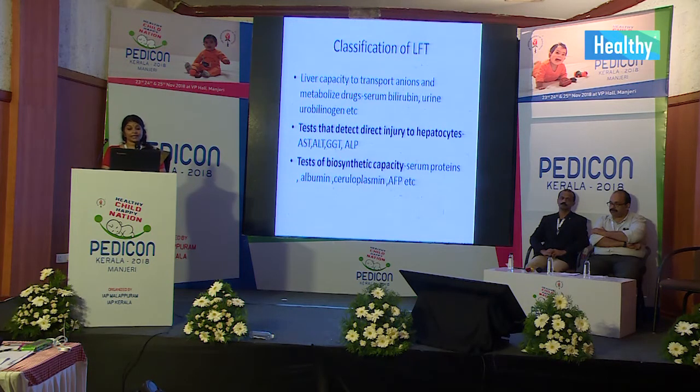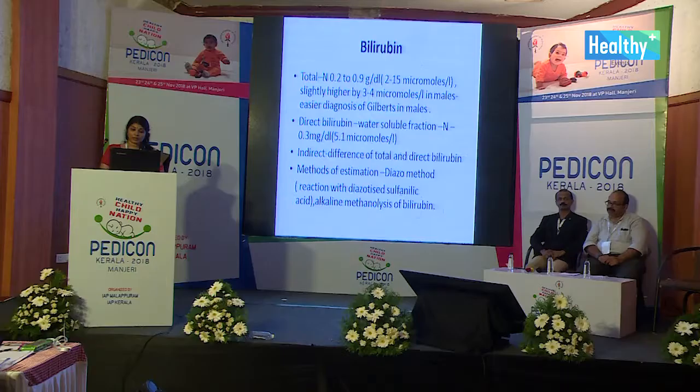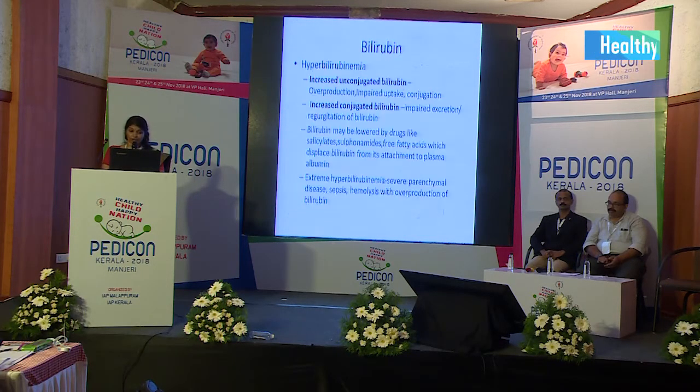So the tests, the liver capacity to transport anions and metabolize drugs, that is indicated by serum bilirubin. Tests that detect the direct injury to hepatocytes include the liver enzymes, SGPT, SGOT, GGT, and alkaline phosphatase. The test of biosynthetic capacity, as I indicated earlier. So bilirubin, there is a conjugated as well as unconjugated fraction. Conjugated hyperbilirubinemia is always pathological. So the normal range is less than 1 gram per deciliter, normal value. There are various methods of estimation of bilirubin.